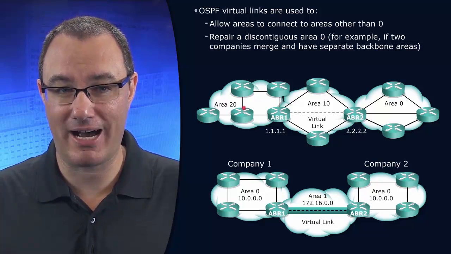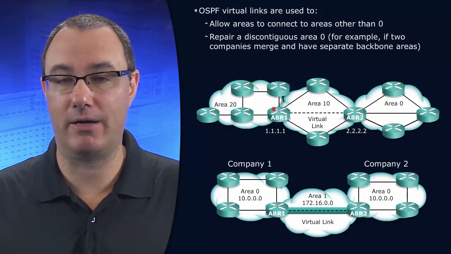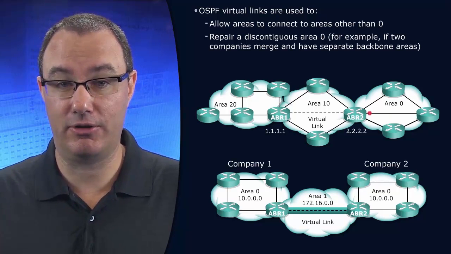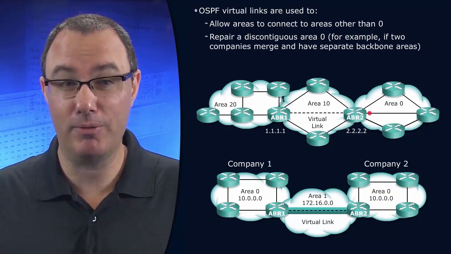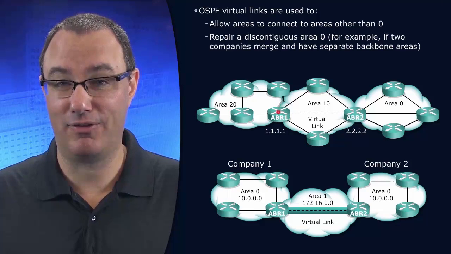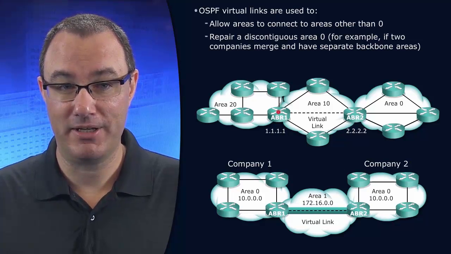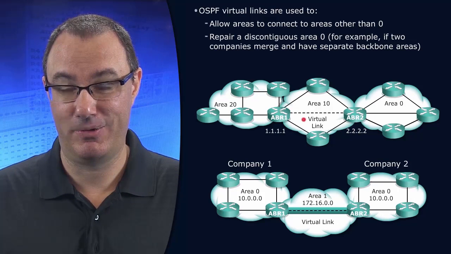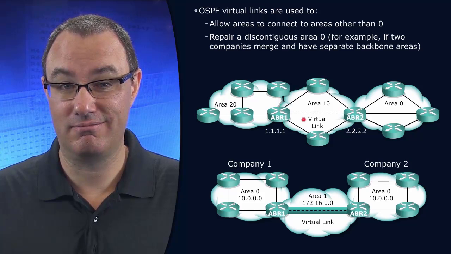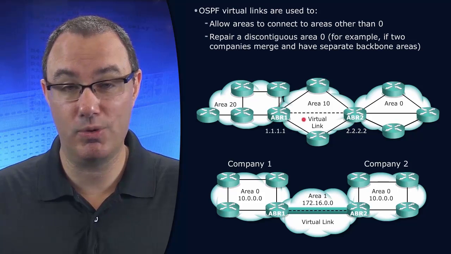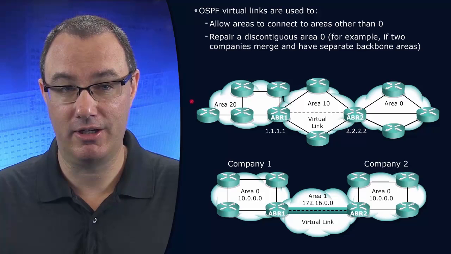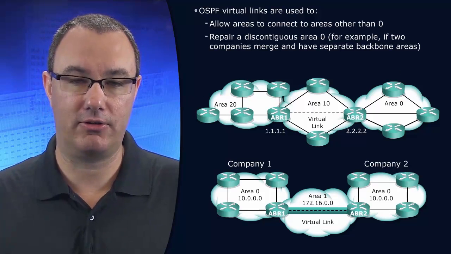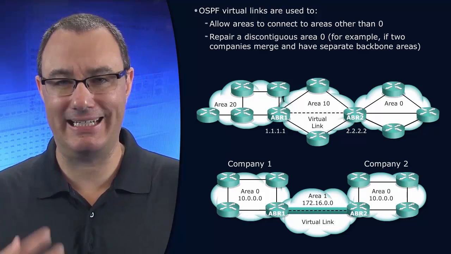You have to have each area border router connecting with at least one interface to Area 0. That's a requirement. Area border routers have to have interfaces directly in Area 0. And without this feature called a virtual link, well then you are out of luck. You would not be able to successfully route to Area 20 here. So OSPF virtual links solve a need.